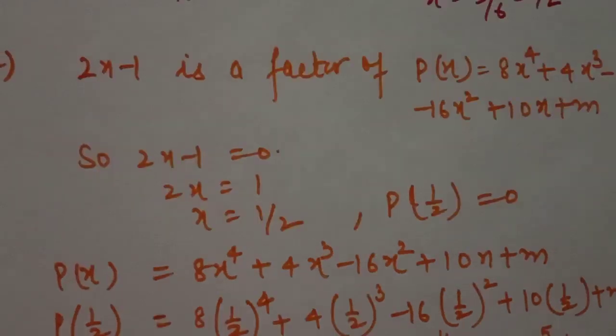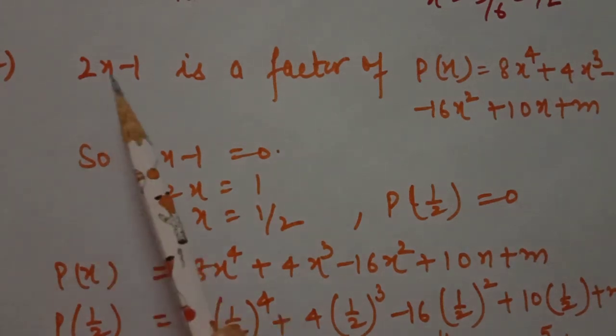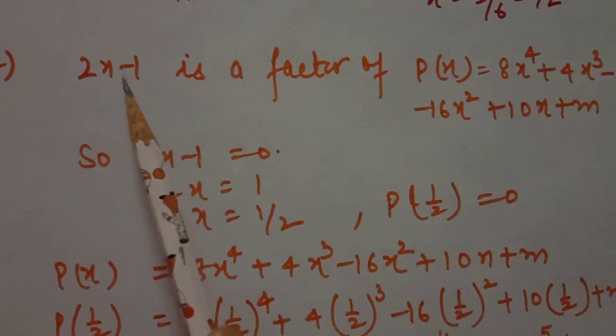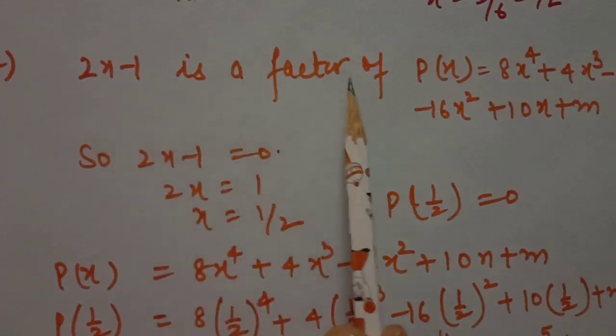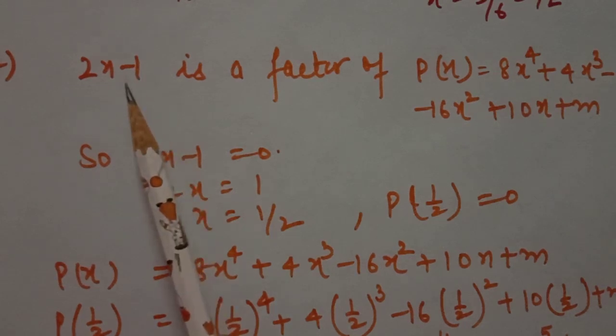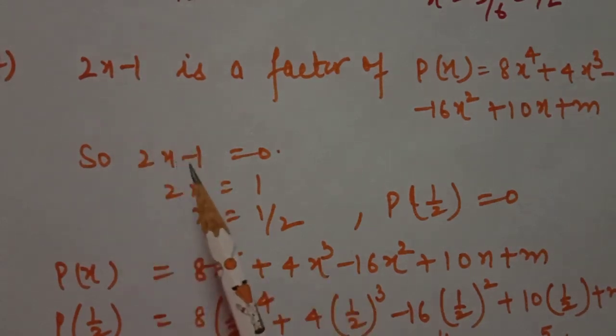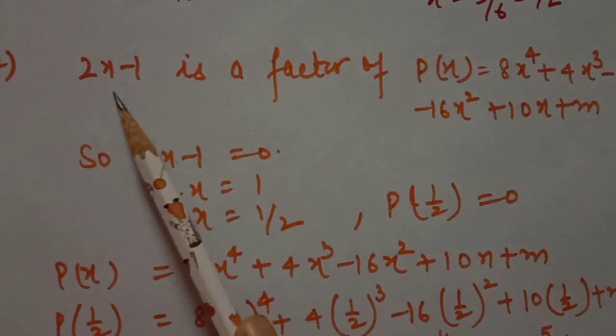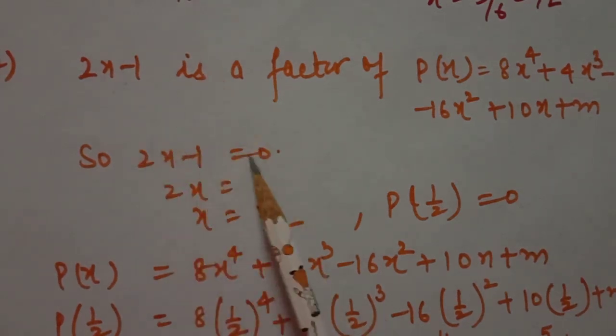Question number 17 was, find the value of m so that 2x minus 1 is a factor of 8x^4 plus 4x^3 minus 16x^2 plus 10x plus m. So students, this is your solution. It is already given that 2x minus 1 is a factor of this polynomial. If 2x minus 1 is a factor, then definitely the value of x from this factor will give us the result as 0. So 2x minus 1 is equal to 0.